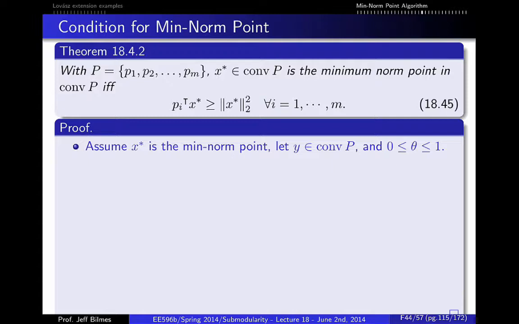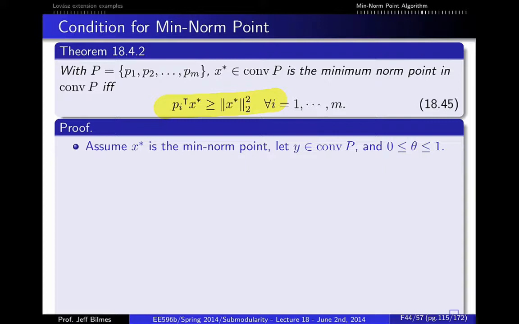So anyway, there's a couple of theorems that we need to prove to show that this algorithm is correct and that it terminates and everything. The first thing that we want to show, which is from Wolfe's paper, is that if we choose some x star in the convex hull of P, it's actually the minimum norm point if it's the case that for all P, this inequality is true.